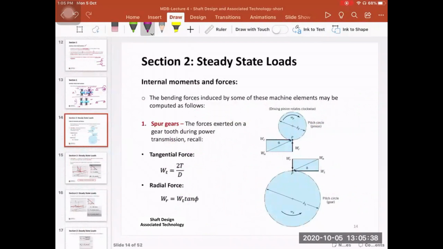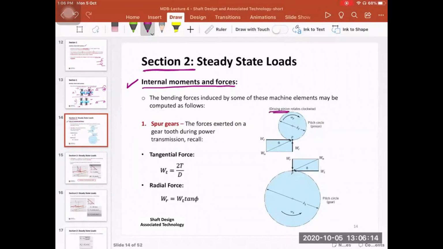So this is the starting point of section number 2. In section number 1, we spoke about these different things. But in section number 2, the first part is to try to find the internal moments and forces. Then I'm going to consider two cases because they are quite relevant. The first one is the spur gear, and the second one is the helical gear.